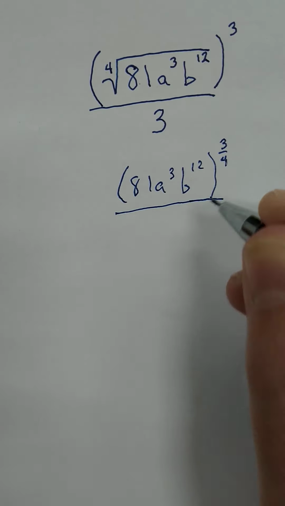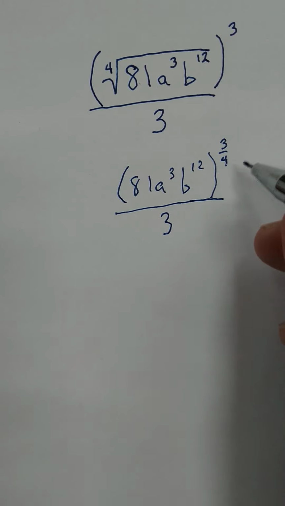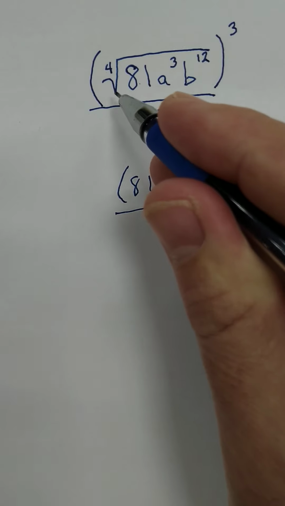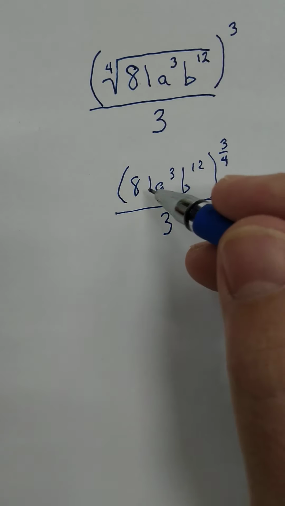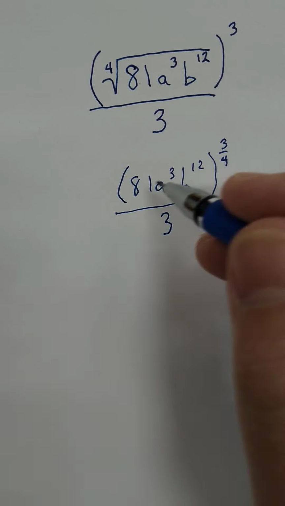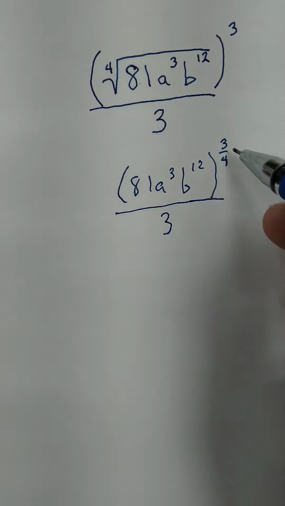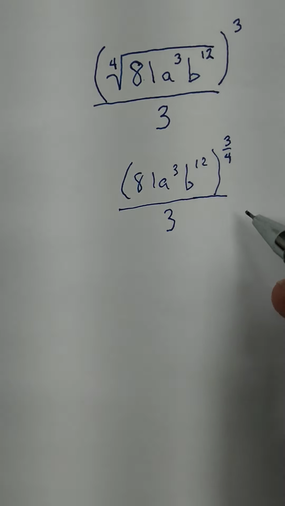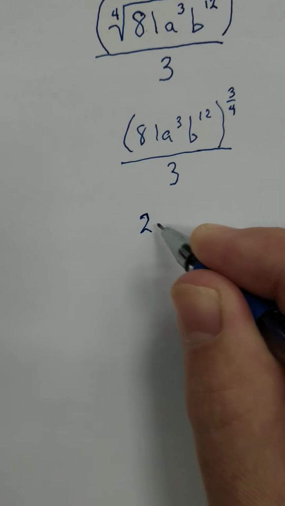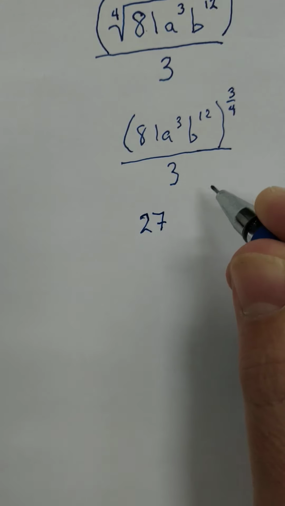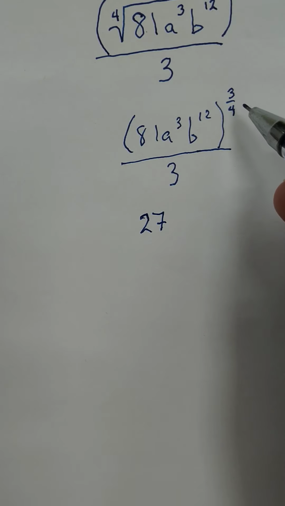over 3. Now, can we go ahead and divide the 81 by the 3 now? No, we cannot, because this is in the radical still. It's just written as a different form, and that's actually not 81. That's the 4th root of 81 to the 3rd power. So that means it's 27, because the 4th root of 81 is 3, and then 3 raised to the 3rd power is 27.